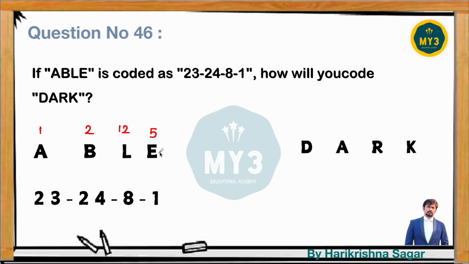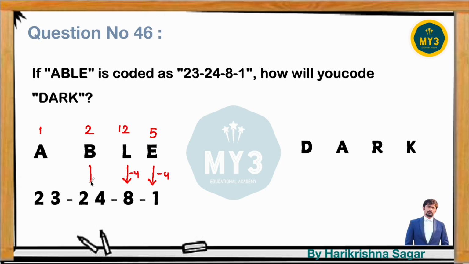I'm looking at the last alphabet. What is the alphabet E? E's position is 5, but they took it as 1. What might be the reason? 5 is taken as 1 because 5 minus 4 is 1. Is the same thing happening here? Yes, because 12 minus 4 is 8.